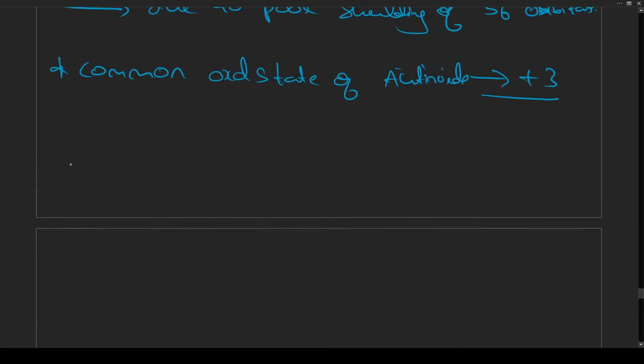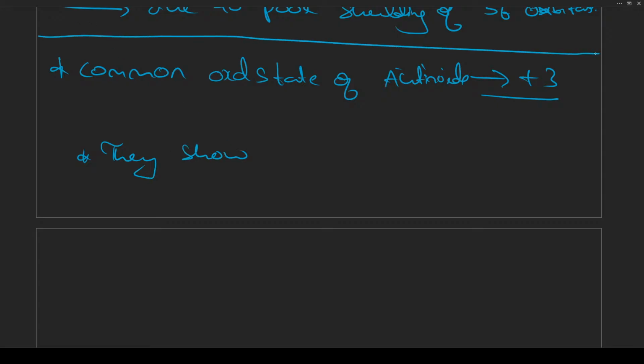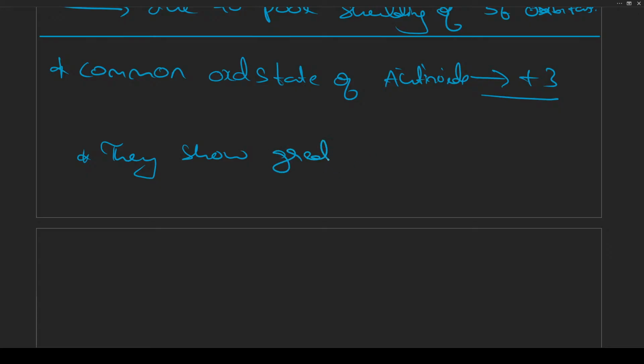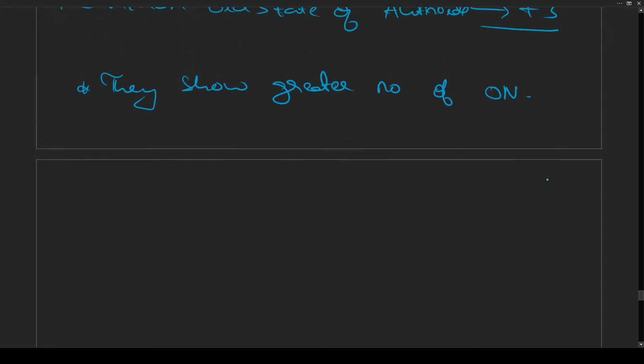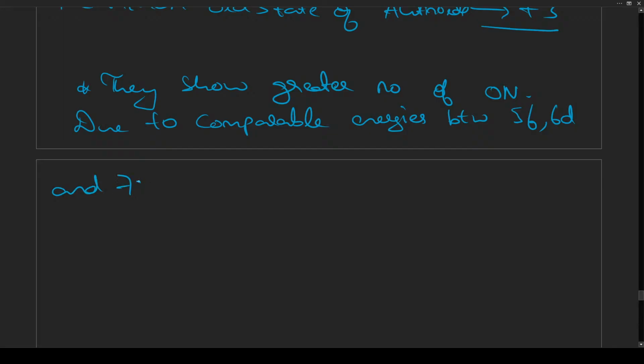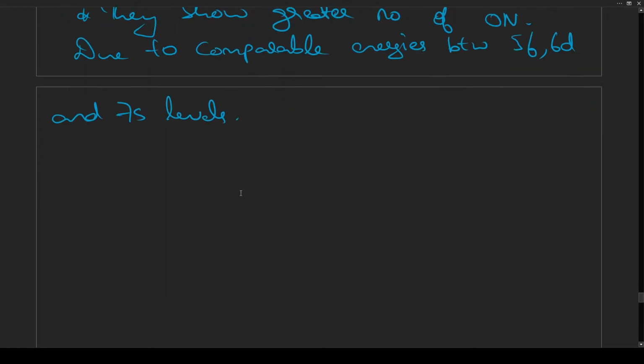They show a greater number of oxidation states because of comparable energies between 5f, 6d and 7s levels. Because of that, there is an easier chance for electron transfer.